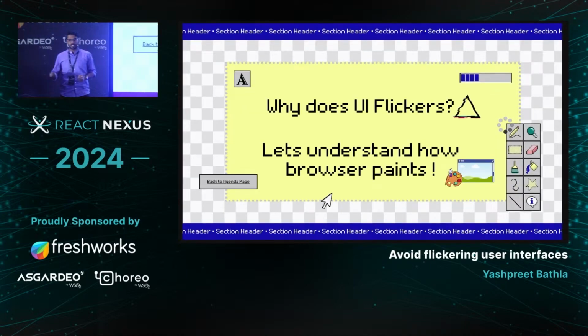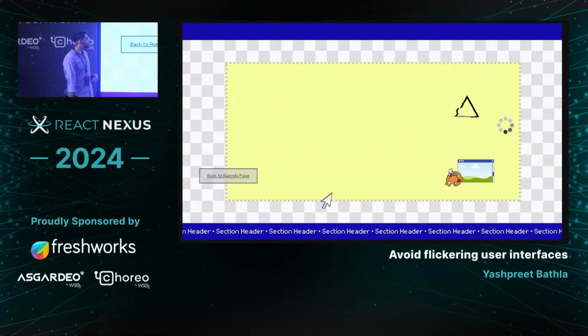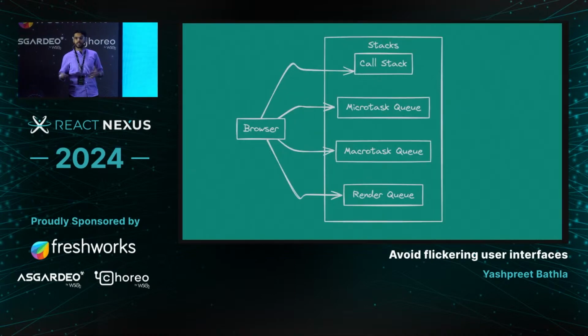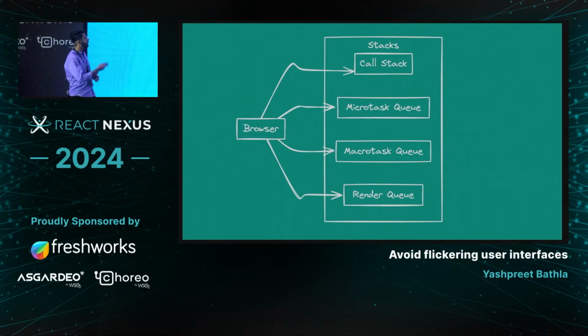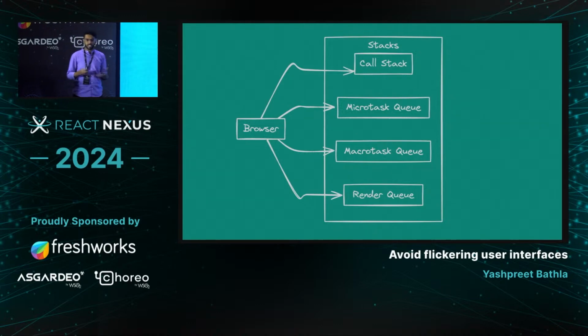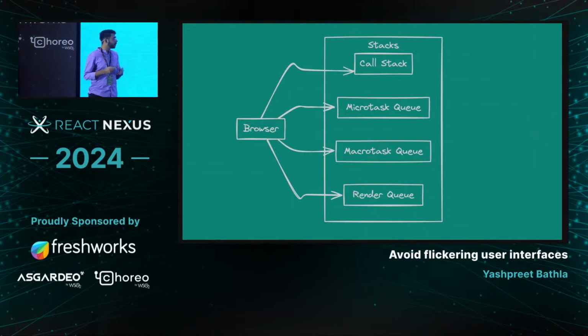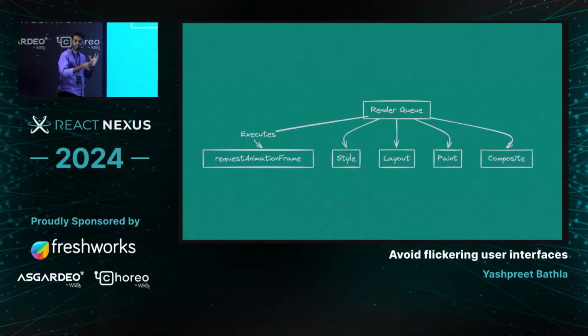So why does the UI flicker? Let's understand how the browser actually paints. As almost all of you might have heard, there's a main stack in the browser, then there's a microtask queue and a macrotask queue, but the thing that most people might not have heard of is the render queue. The browser maintains these queues in order to do a lot of JS execution and rendering, but it also maintains a render queue to manage how the browser paints on the screen. Let's discuss the render queue, because I think the other queues are well known and everyone knows about them.